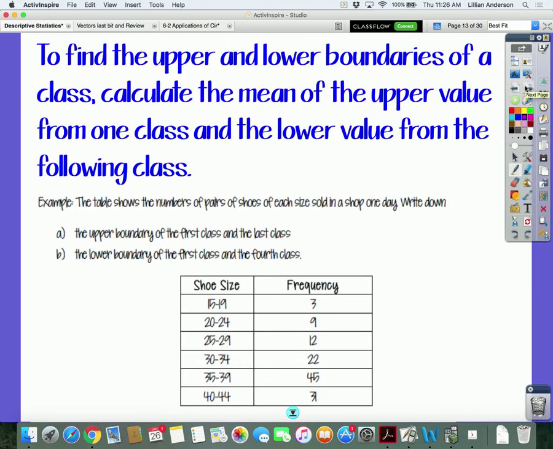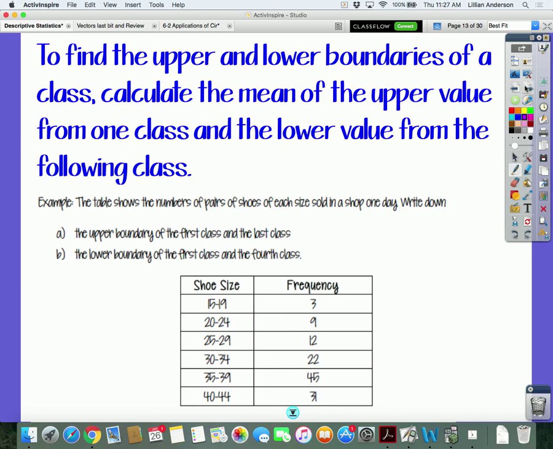Moving forward. To find the upper and lower boundaries of a class, calculate the mean of the upper value from one class and the lower value from the following class. Okay? So in this case, here's another grouped frequency table, talking about shoe size and the number of people they interviewed, the number that were sold in one day. And it's actually to find the upper boundary of the first class and the last class.